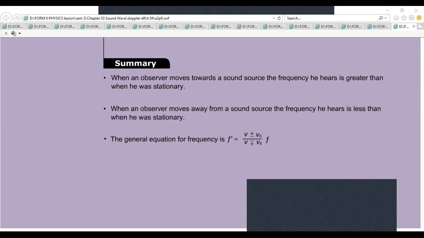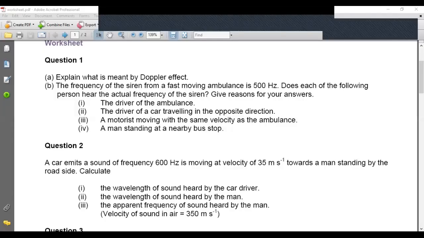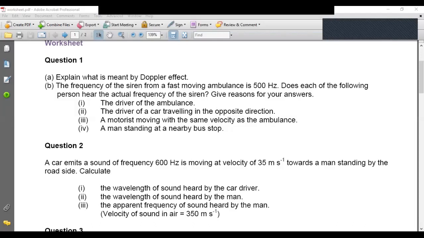So, ladies and gentlemen, that's all for the lesson on the Doppler effect. Here are the questions for the exercise. Question 1 and question 2.